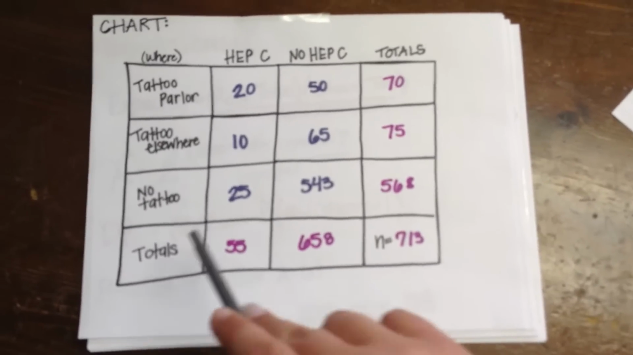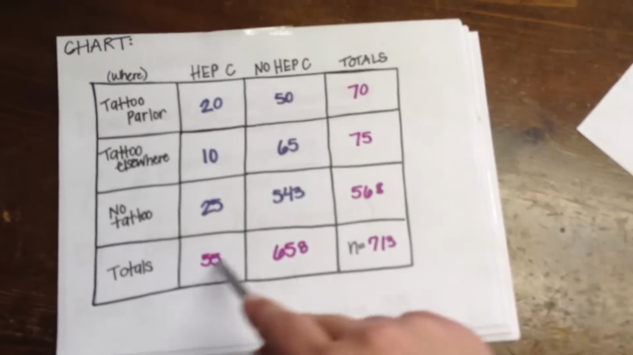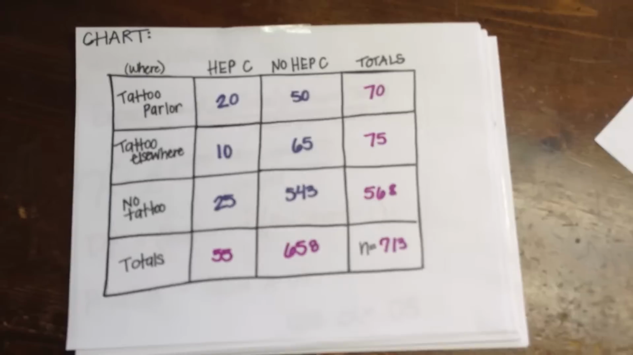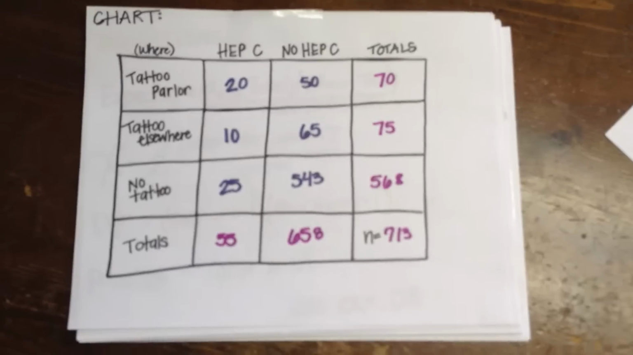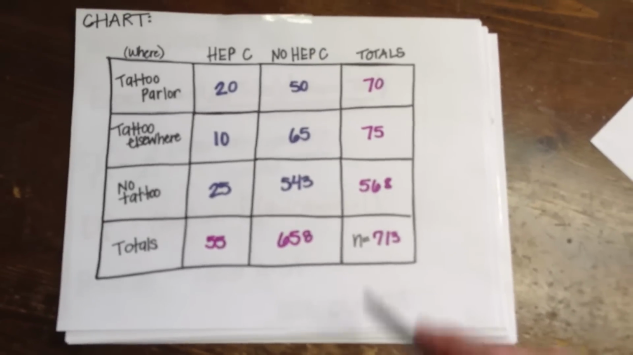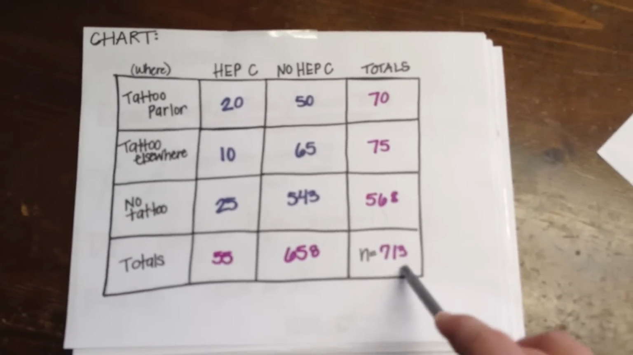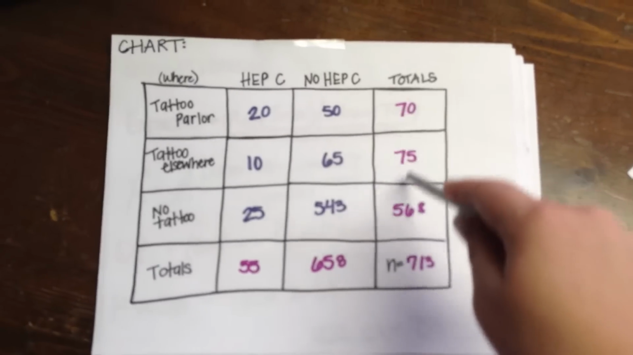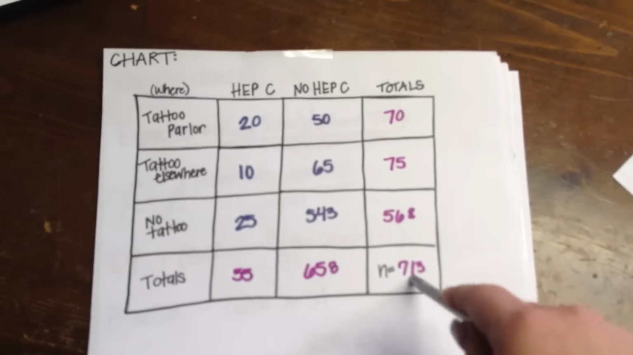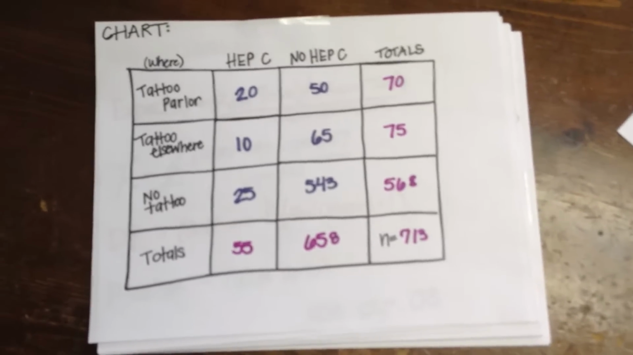It is important to make sure you add your rows and your columns to help you at a later step. Feel free to pause this video at any time to write down this information. This total right here is your number of participants. When you add your totals, it should equal this value and it should also equal this value. 713 is our number of made-up participants.